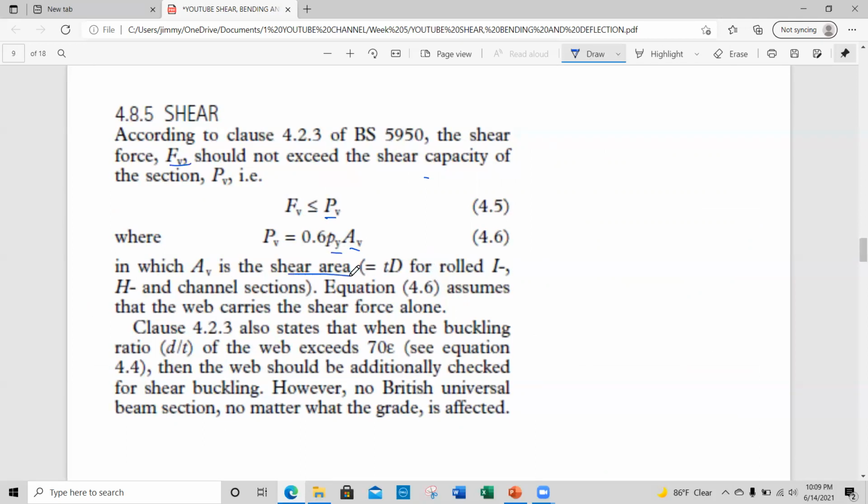Av is the shear area, tD, considering you are just in an H or channel section, you have the t for the thickness, and then the depth we're considering for the web. Okay, you get here the D and you have here the t, which is given also in the table. It also states that when the buckling ratio d over t of the web exceeds this value, then the web should be additionally checked for shear buckling.